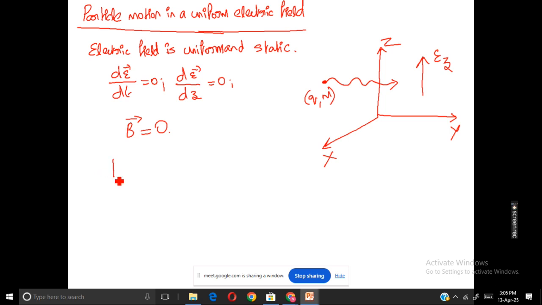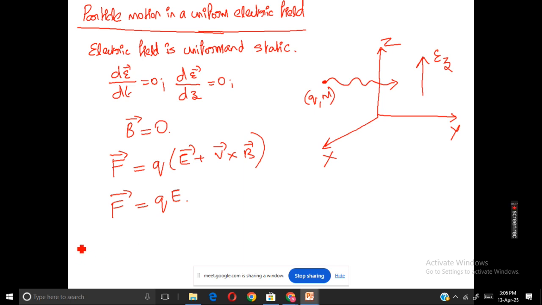Generally, in the presence of an electric or magnetic field, the total force experienced by a charged particle is given by F is equal to q into (E plus v cross B). This is known as the Lorentz force, which is the force acting on a charged particle in the presence of an electric and magnetic field. In this case, B is 0, so the force is basically qE. I am not going into a detailed derivation.